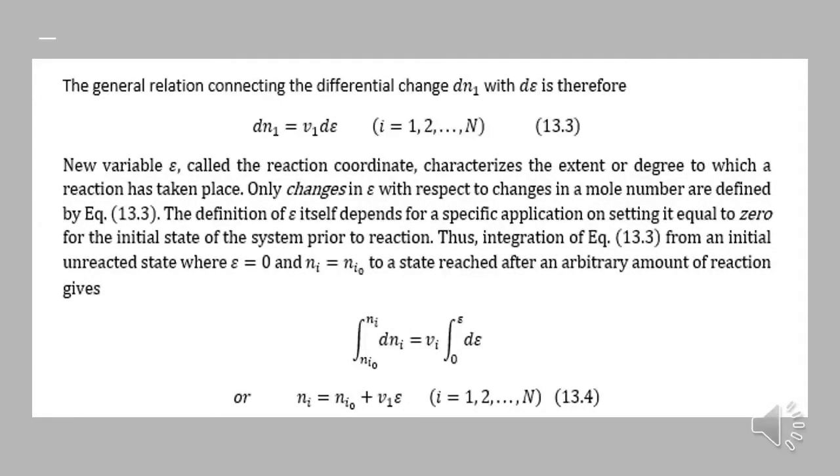The general relation connecting the differential change dni with dε therefore becomes dni equals vi dε, where i can be substituted with 1, 2, and so on, in equation 13.3. The new variable ε, called the reaction coordinate, characterizes the extent or degree to which a reaction has taken place. Only changes in the reaction coordinate with respect to changes in mole number are defined by equation 13.3.